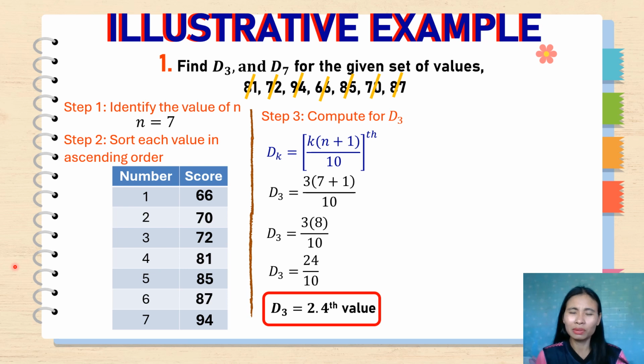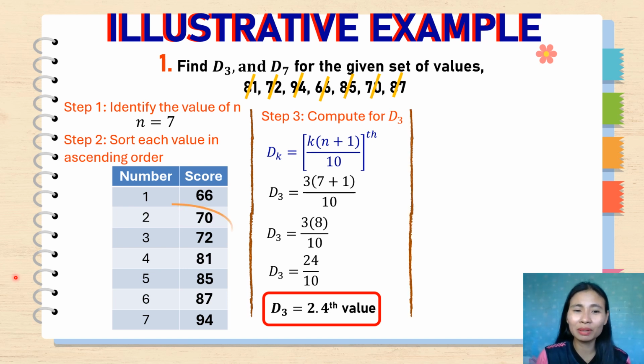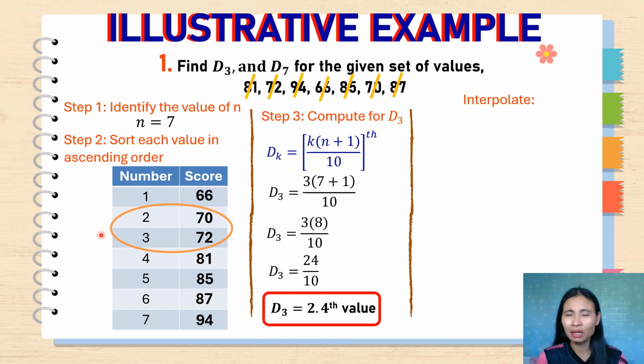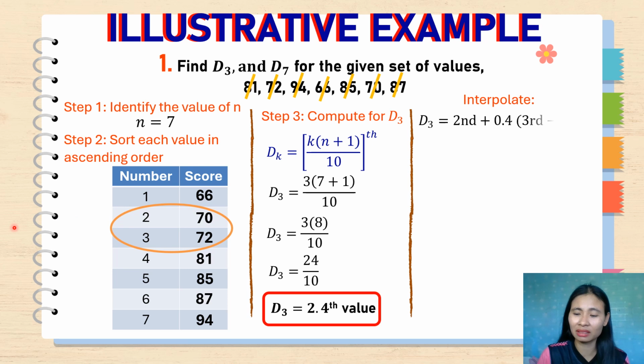Of course, when we say 2.4, we cannot really locate 2.4 here. But instead, we will locate where it falls in between particular values. Since it's 2.4, it's between 2 and 3. So, we are going to interpolate. When we say interpolate, we are going to compute the exact value by finding the exact measurement in between that particular set of values.